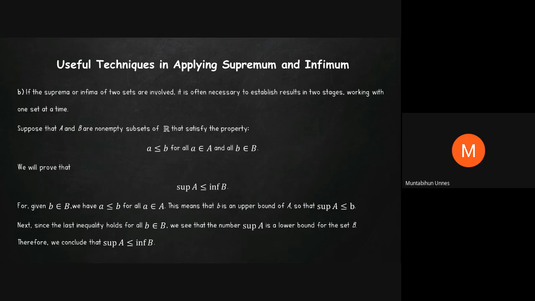For given b element B, we have a less than or equal to b for all a element A. This means that b is an upper bound of A, and that the supremum of A is less than or equal to b. Next, since the last inequality holds for all b element B, we see that the number supremum of A is a lower bound for the set B. Therefore, we conclude that the supremum of A is less than or equal to the infimum of B.